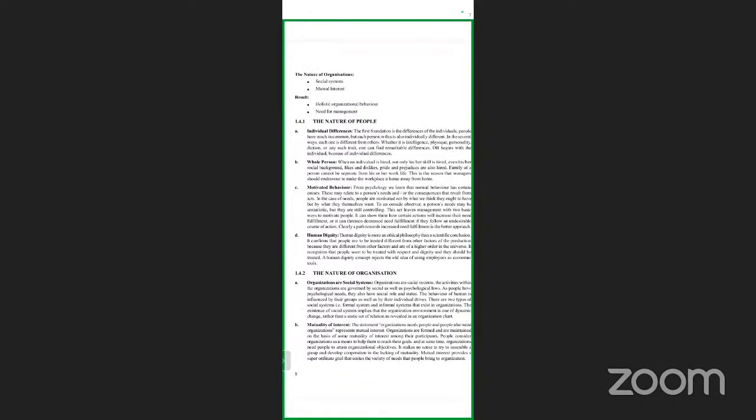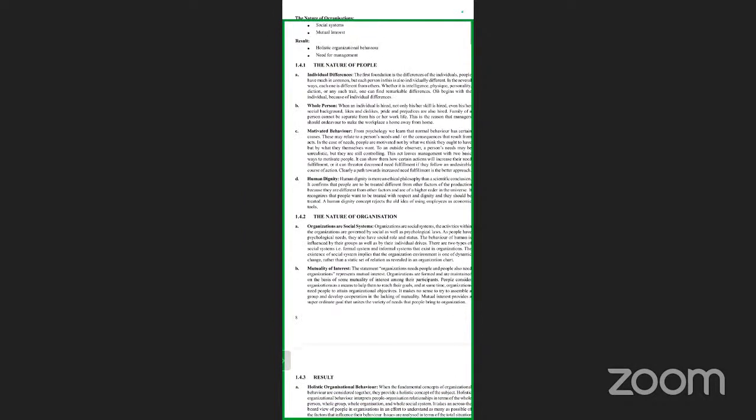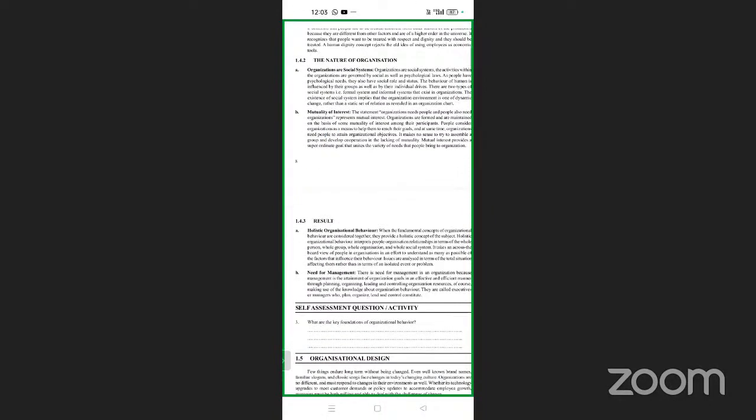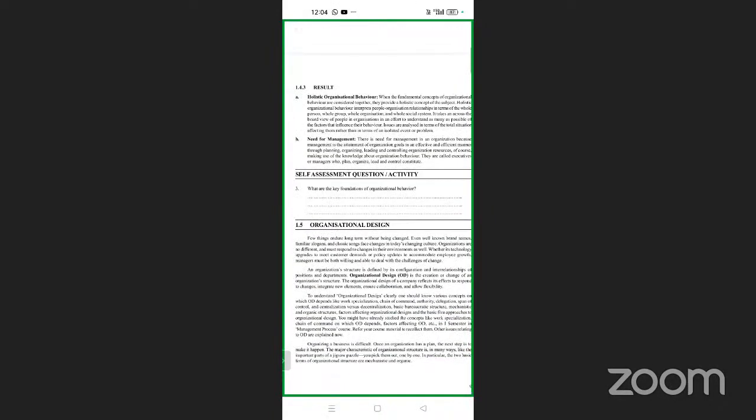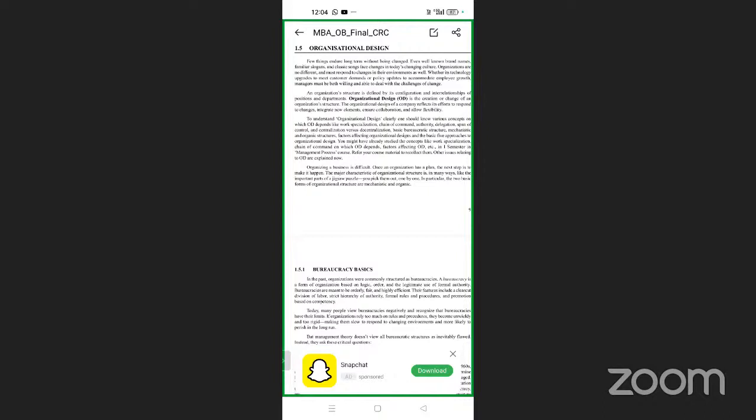And then we have nature of people. As we discussed, there are four differences: whole person, motivated, human dignity, etc. People work, how they work in an organization. And we have organizational design, which is abbreviated as OD. It is nothing but the configuration and interrelationships of positions and departments. It is just to sum up, to put together all the configurations, interrelationships, positions, and departments.